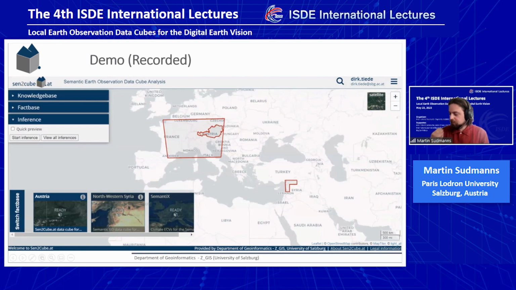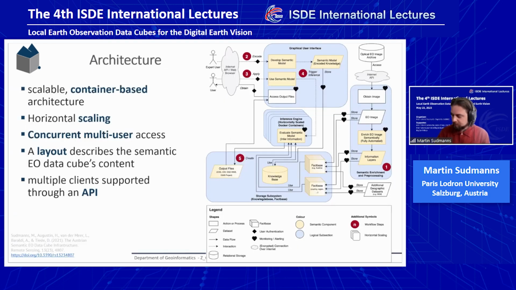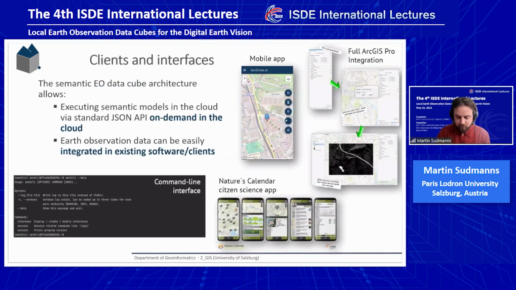What I want to continue with is this view on different clients, because we think that these types of analysis should be more or less everywhere and should be accessible from different clients. And this is the reason why we developed this interface and this API, the application programming interface, that can be connected from various clients. In our data cube, we have a standard JSON API that consumes the ID of the fact base, the ID of the model, the area of interest, and time interval, and you can send this to the server, and you get the results.